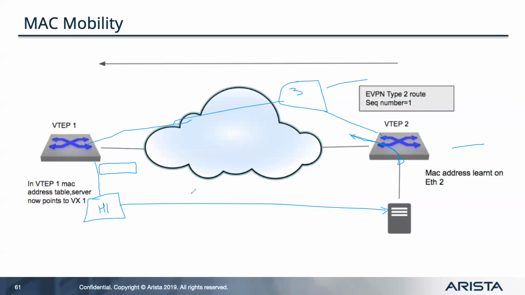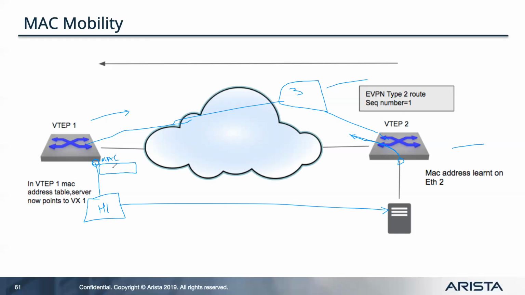So let's understand. Let's say H1's MAC address is learned here. When will we withdraw the route? When will we send a type 2 route to withdraw the MAC address? When it is removed from the MAC table.